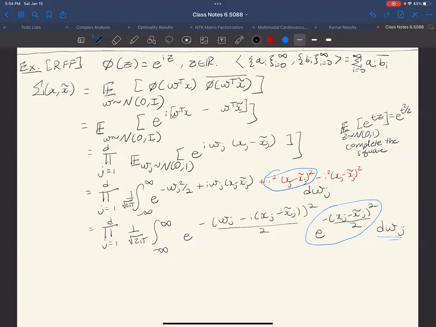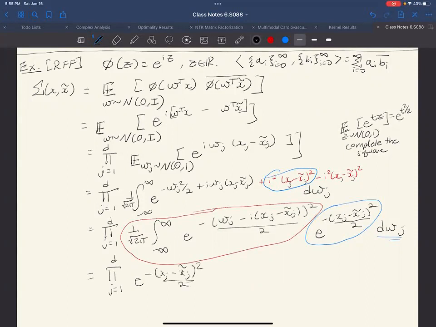And of course, the remaining integral, which is shown in red here, this thing is just going to be 1. Because it's an integral over a Gaussian, again, with some mean. It's a complex valued Gaussian, which is an interesting distribution for those who haven't seen it. But it has a complex mean here. But the integral is still 1. And so what are we left with here? We're just left with product, j equals 1 to d, e power negative xj minus xj tilde squared over 2.